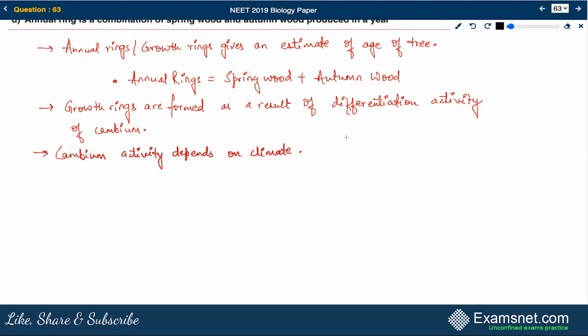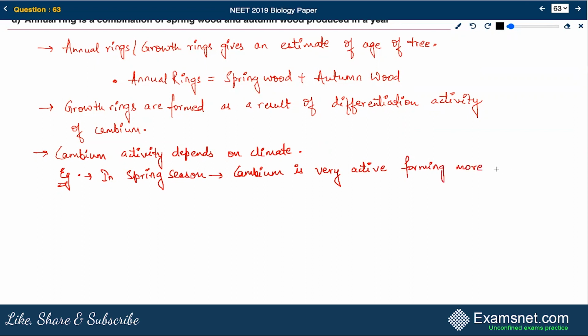It depends on climate. In spring season, the cambium is very active, and it basically forms a greater number of secondary xylem.